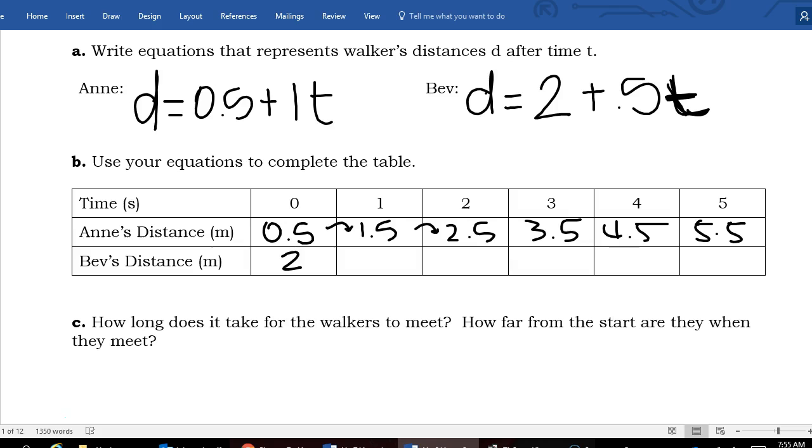For Bev, she started at 2, and her rate of change is 1/2. So every time I increase 1 second, I'm going to add half, or 0.5, to her value.